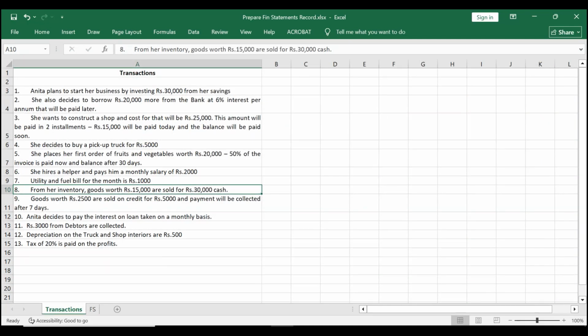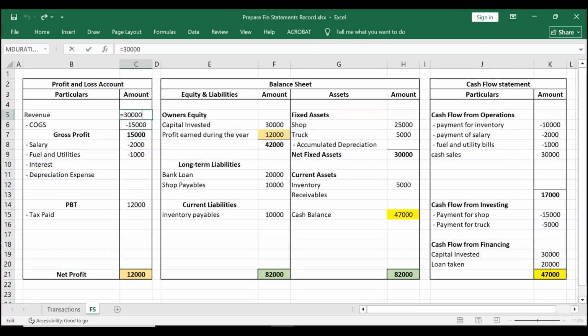Next, goods worth 2,500 are sold on credit for 5,000 and payment will be collected after 7 days. So these are credit sales. So we are making more sales. So I'll type plus 5,000. Now these are sold on credit. So we have receivables worth 5,000. Then from the inventory, we are selling goods worth 2,500. So minus 2,500. And it's a part of COGS. So in COGS again, minus 2,500.